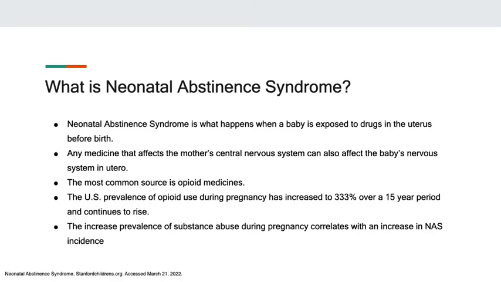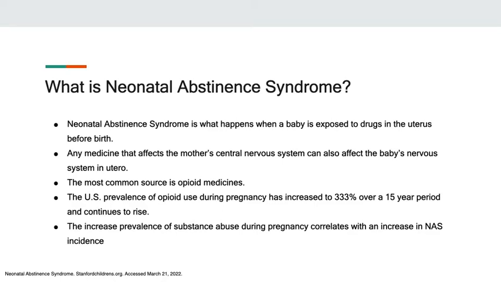Stimulants such as amphetamines or cocaine, antidepressants such as SSRIs, barbiturates, alcohol, even marijuana, nicotine, and smoking can also have an effect on the baby, causing neonatal abstinence syndrome. Some background on the prevalence in the U.S. is that opioid use during pregnancy has increased by 333% over a 15-year period, and it continues to rise. The increased prevalence of substance abuse during pregnancy correlates with an increase in NAS incidence.